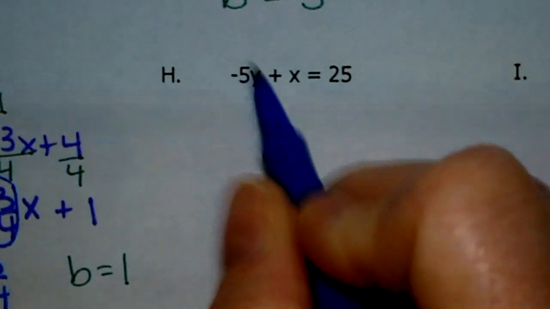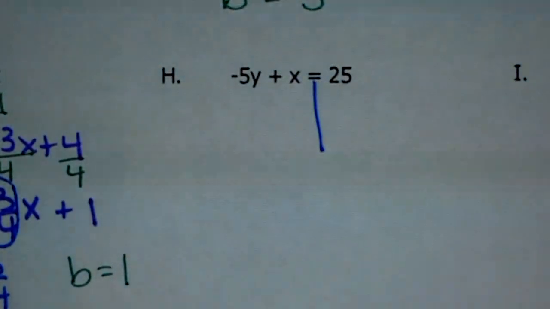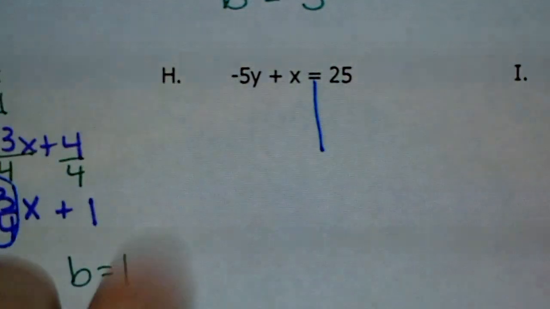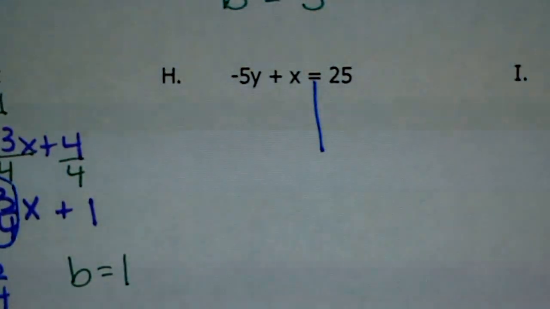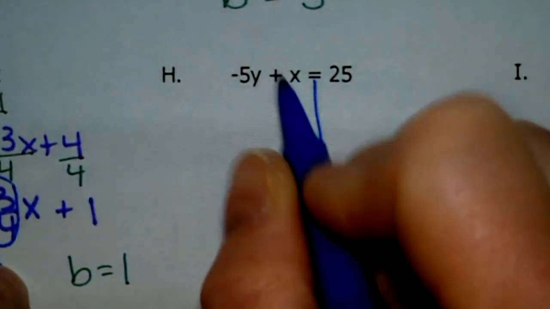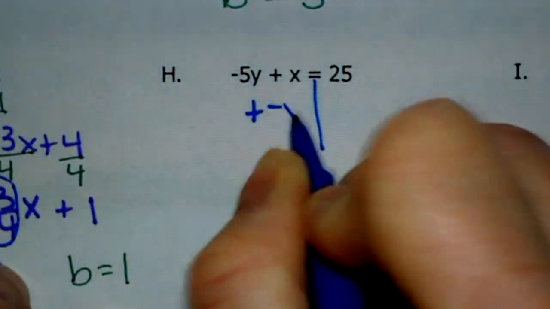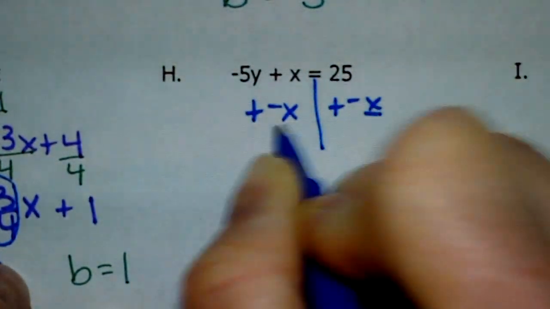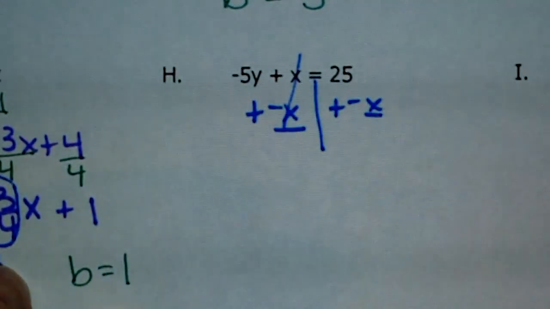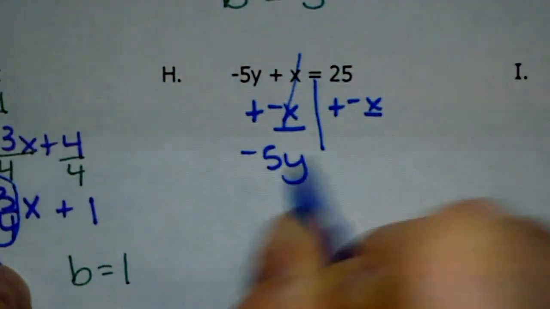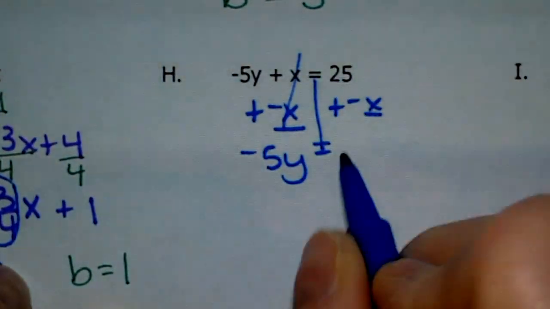Okay, this is my variable term. It's not by itself. I've got some work to do to get y alone. I want to get rid of the number being added. A positive x is being added. To get rid of a positive x, I'm going to add a negative x. Those are gone. You're left with negative 5y, and on this side, those cannot combine.